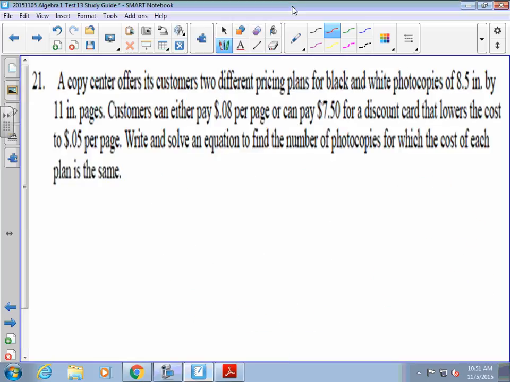21 says a copy center offers its customers 2 different pricing plans for black and white copies of 8.5 by 11-inch pages. Customers can either pay 8 cents per page or they can buy a discount card for $7.50 that lowers the cost to 5 cents per page. Write and solve an equation to find the number of photocopies for which the cost of each plan is the same. So no discount.